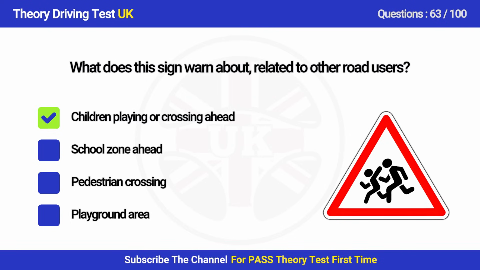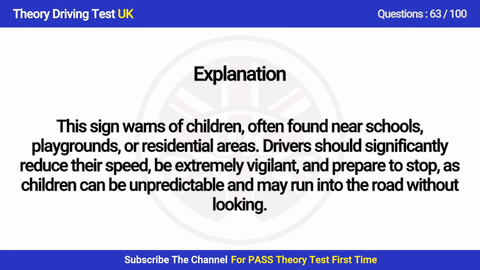Answer is A. Children playing or crossing ahead. This sign warns of children, often found near schools, playgrounds, or residential areas. Drivers should significantly reduce their speed, be extremely vigilant, and prepare to stop, as children can be unpredictable and may run into the road without looking.